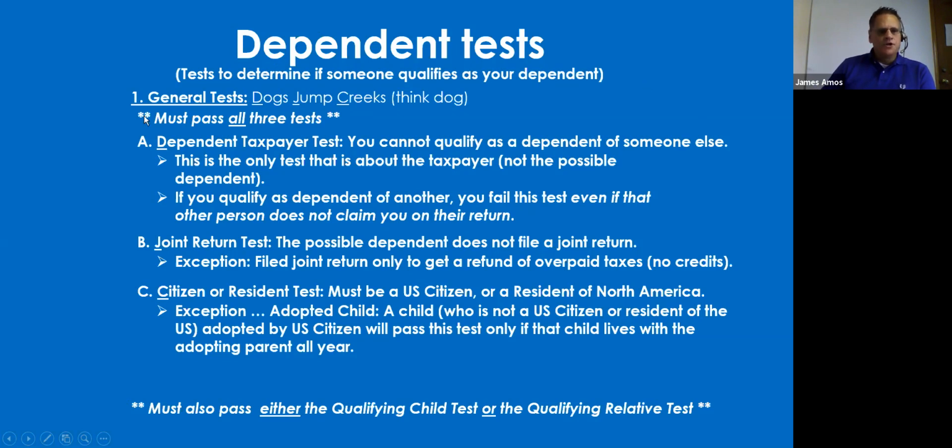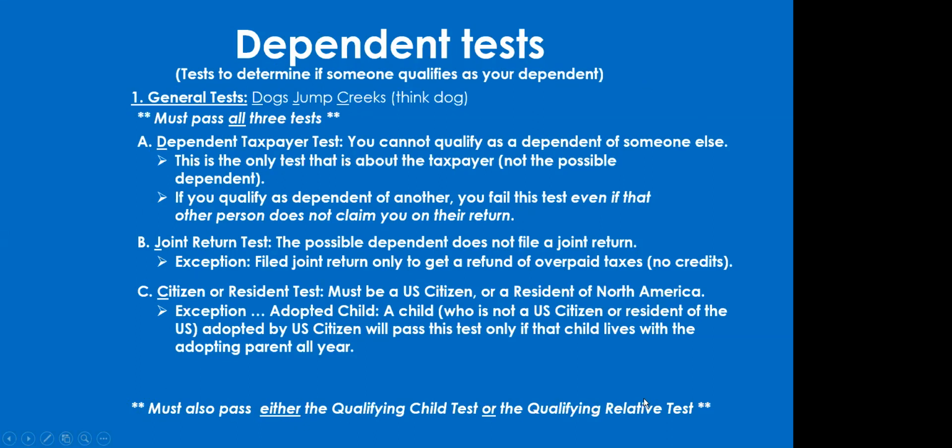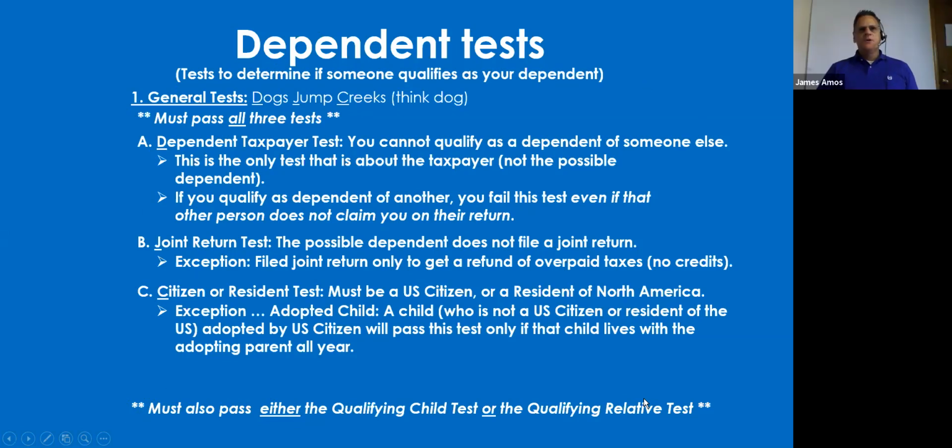Now, once you pass all three general tests, that possible dependent must also pass either the qualifying child test or the qualifying relative test. So you don't have to pass both of these. You have to pass one. These are sets of tests, which we're going to look at in a minute.